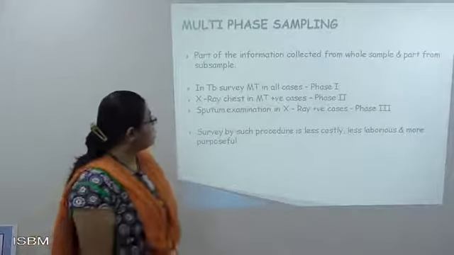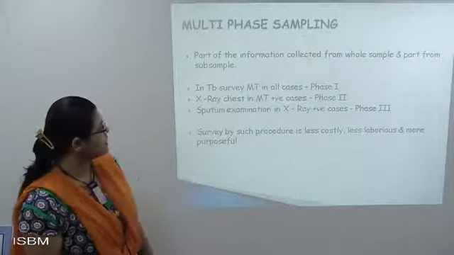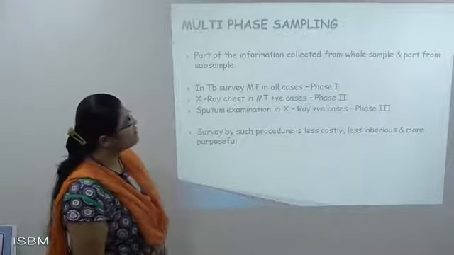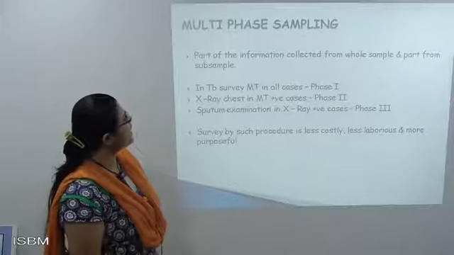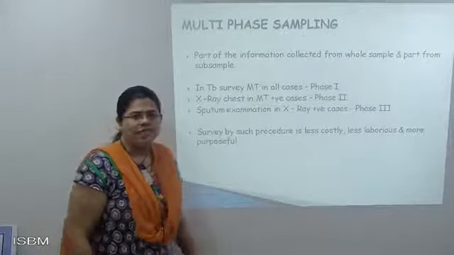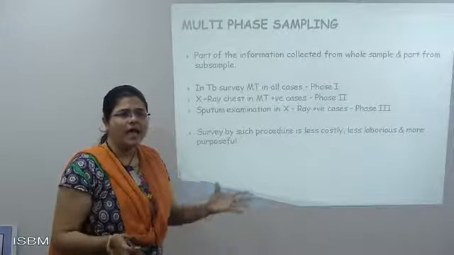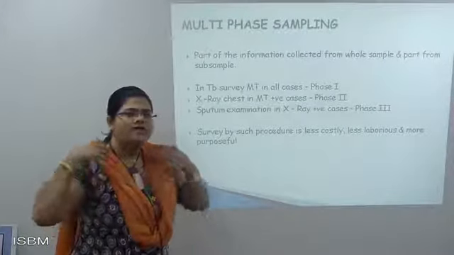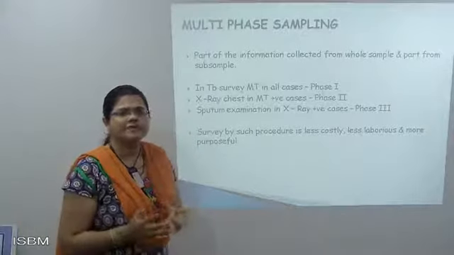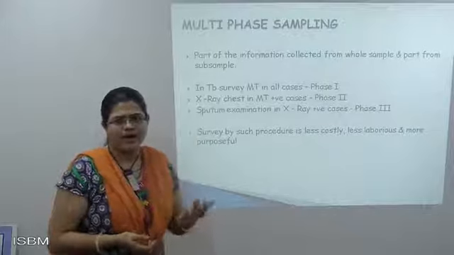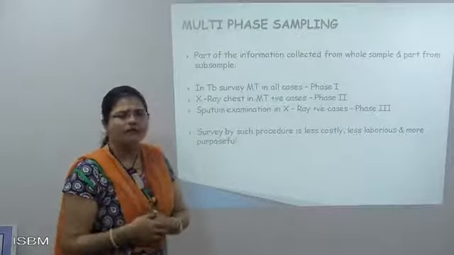Multi-phase sampling, where usually this type of sample is used in hospitals to get more information. Part of the information is collected from the whole sample and part from the sub-sample. This means that from this particular phase I get the information, and if I have one more phase, I also get information from that. So I get information from the whole and from the other part, the sub-part, as well.